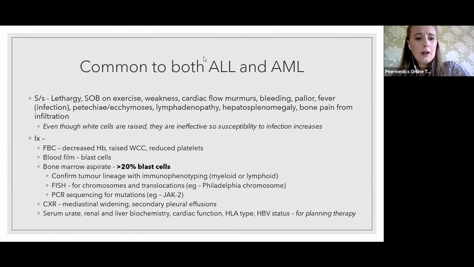Do your lab cells to confirm the lineage, look for chromosome abnormalities, mutations. Your chest x-ray might show mediastinal widening, which again we looked at last week, and it's basically saying that you've got stuff going on in the chest. It's not that the ribcage is getting wider, it's that the cardiothoracic shadow is more than 50% or whatever. And you might get secondary pleural effusion, which is common in all types of malignancy, to be quite honest.